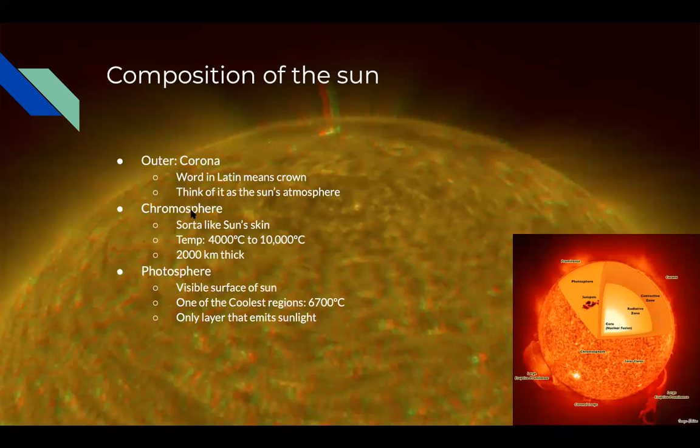Just below those 2,000 kilometers is the photosphere. This is the only visible surface of the sun. It's actually pretty cold by sun standards. It's only 6,700 degrees Celsius, and it's the only layer that emits what we perceive as sunlight anyway.